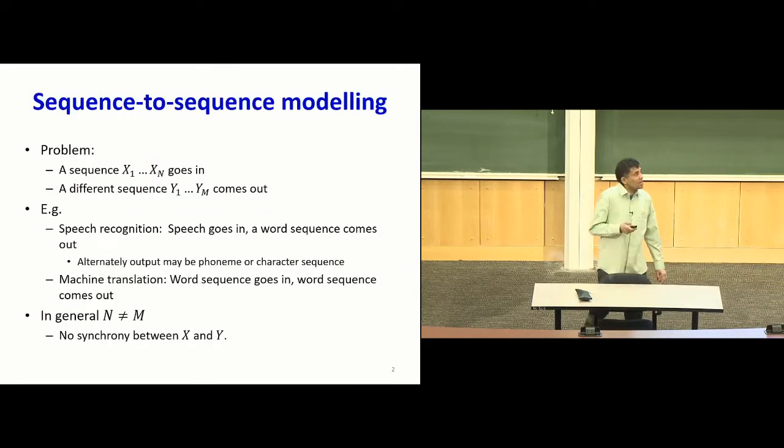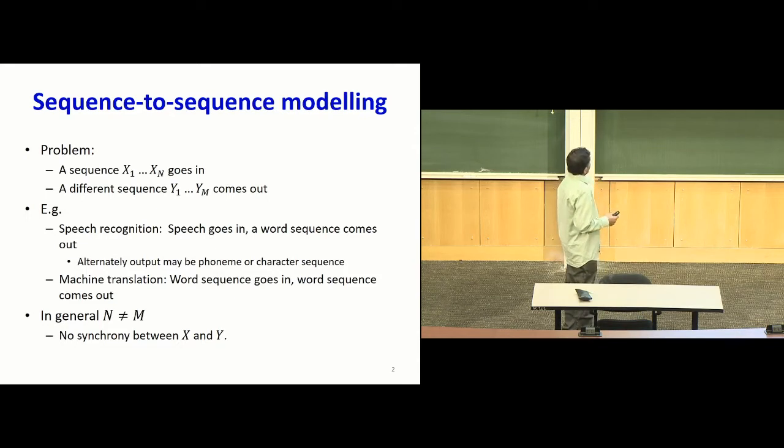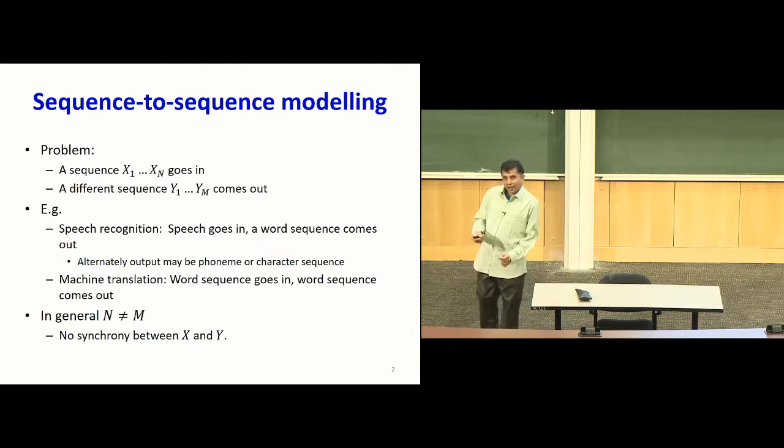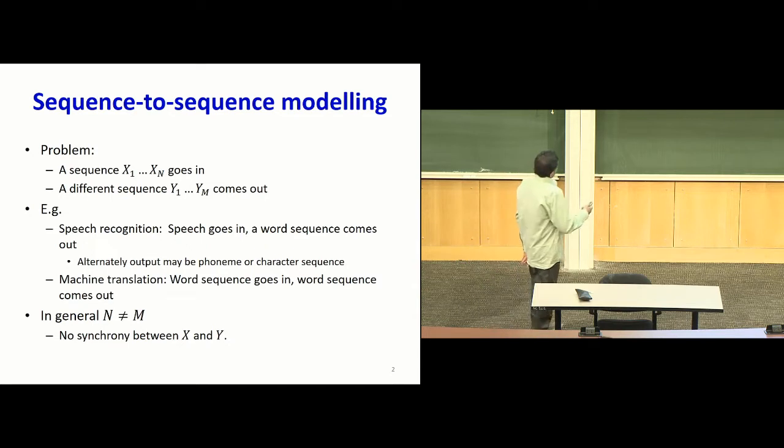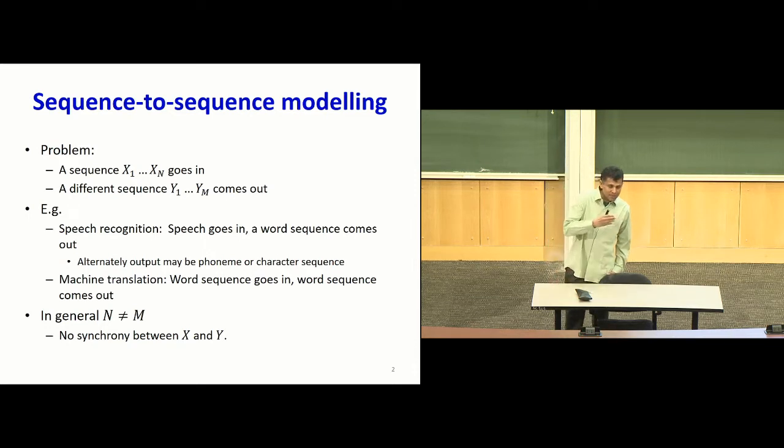Now here is the sequence-to-sequence model problem. You have some input sequence x1 through xn, and you want a model that can process this input and produce as an output a different sequence y1 through ym. Examples of problems like these: speech recognition. You have a sequence of audio samples going in, and you want a sequence of words to come out, or maybe a sequence of phonemes or character sequences.